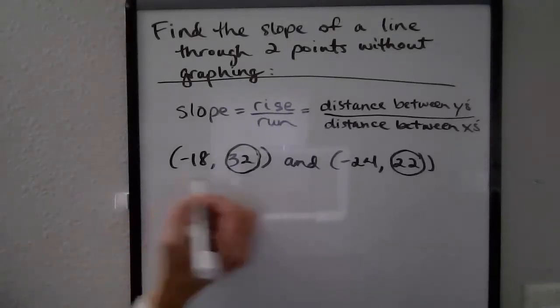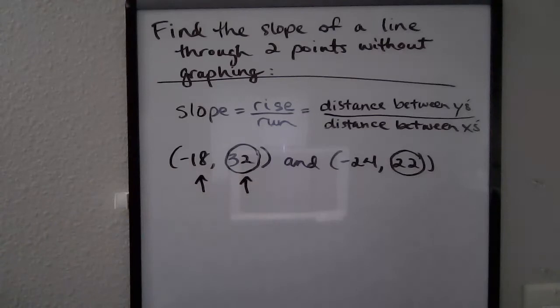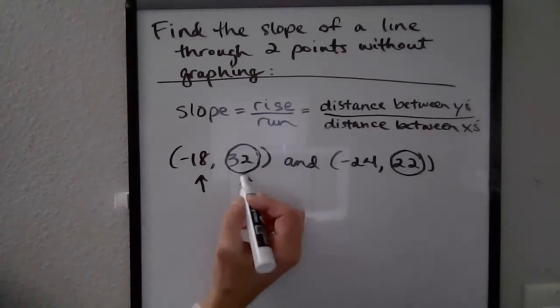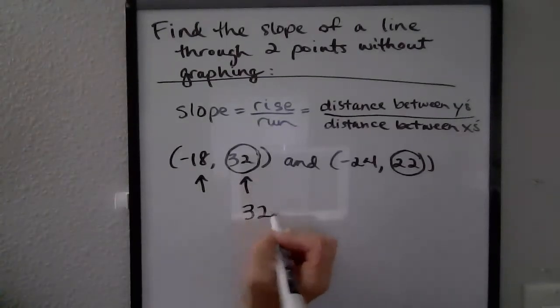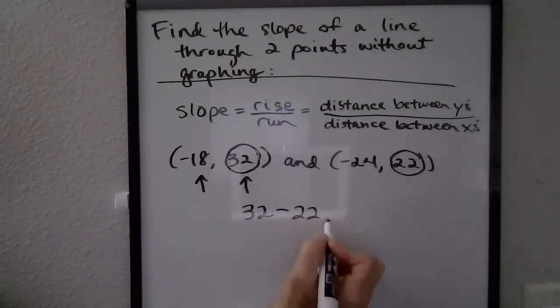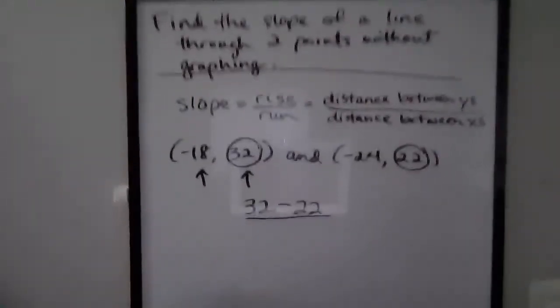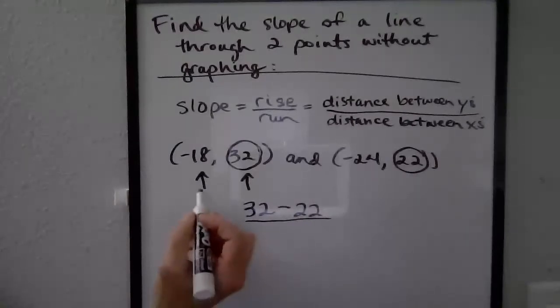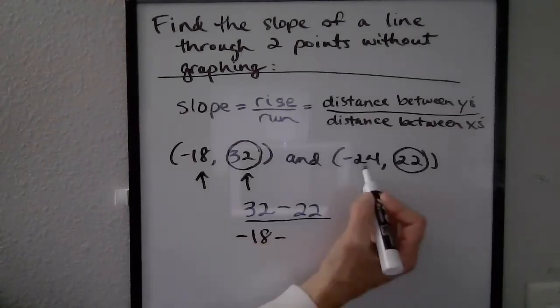So I'm going to start with this point. And in order to help myself remember that, I'm going to draw some arrows so I remember these are the numbers I'm starting with. So remember, the rise is the distance between the y's. And I said I'm going to start with this point. So I'm going to put 32 minus my other y value, which is 22, in my numerator. That will give me the rise. In the denominator, I have to subtract the x's to find the run. I'm going to start with this x value, negative 18 minus negative 24.